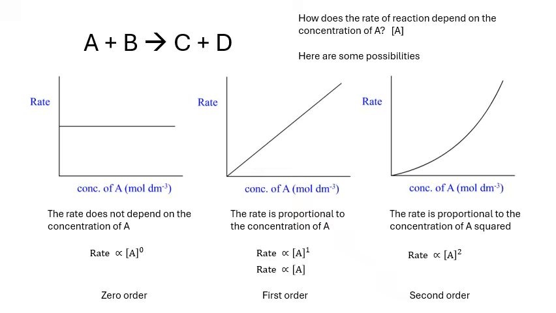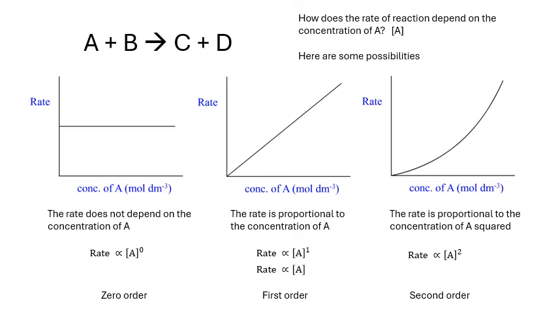So, look at this. On the first graph, the rate does not depend on the concentration of A, and we write that as the rate is proportional to A to the naught. A in brackets to the naught. Anything to the power of 0, you should know, is 1. 5,000 to the power of 0 is 1. So basically, the rate doesn't depend on the concentration of A. We call that a zero order relationship. On the second one, the rate is proportional to the concentration of A. So the rate is proportional to A to the power of 1. In other words, the rate is just proportional to A. It's a proportional relationship, and we call that a first order relationship.